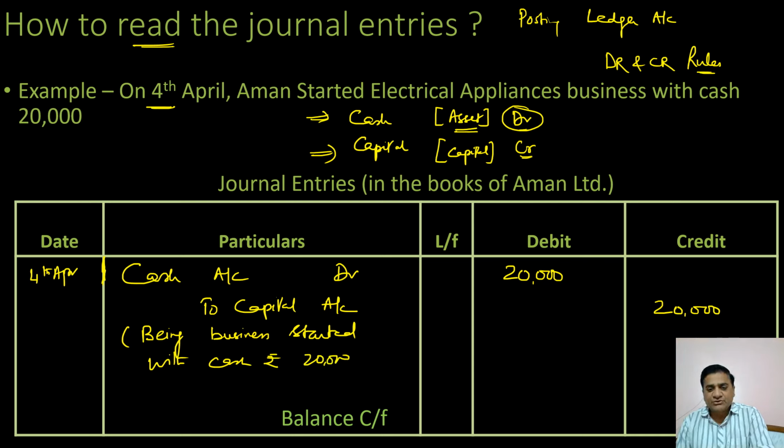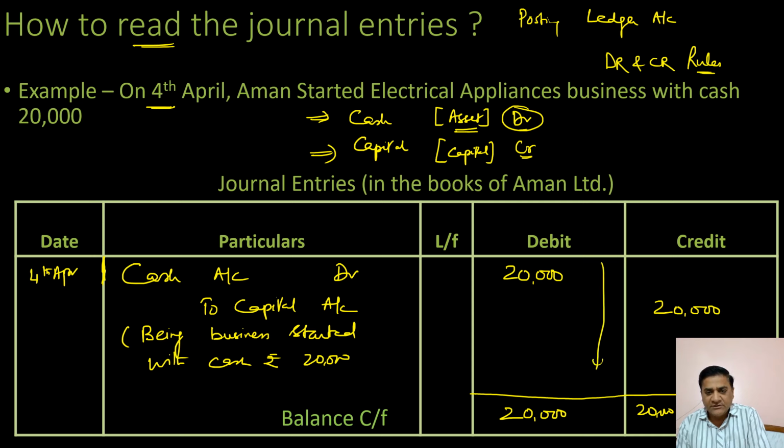Then what we are supposed to do is total this here. I would be writing the total on the debit side, 20,000, and a total of 20,000 on the credit side. Assuming that there is only one transaction in this page, I would write the total of the debit column here and the total of the credit column here, and this amount is to be carried forward to the next page in case there is more than one transaction, right?